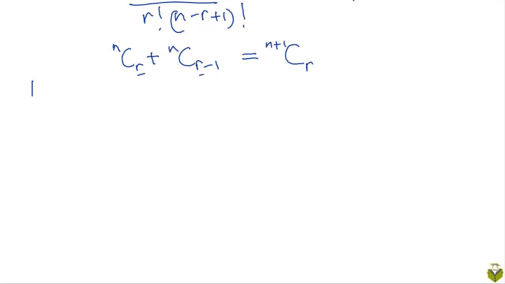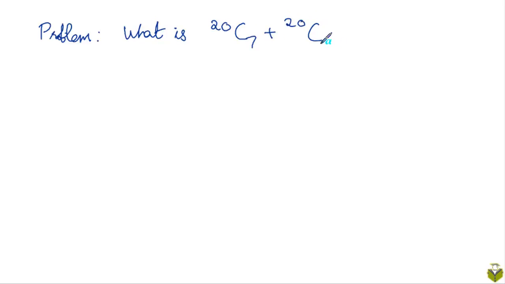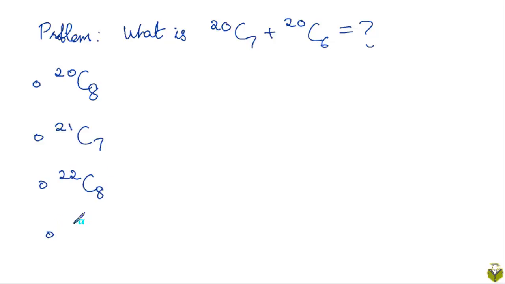Let us go on the next page. I'll just do a problem. What is 20C7 plus 20C6 equal to? The choices are 20C8, 21C7, 22C8, 20C7, and the correct answer is 21C7. So it's very straightforward.